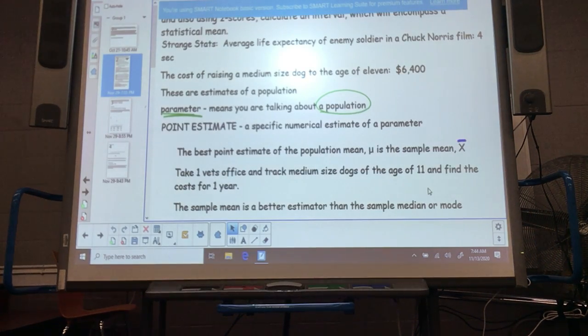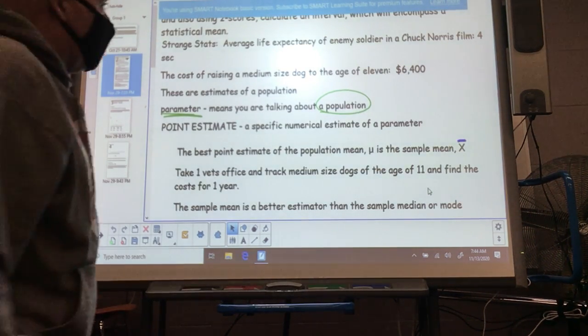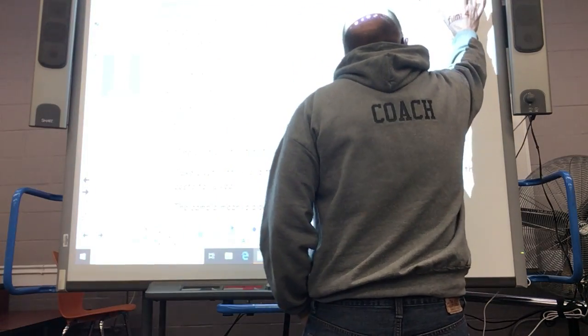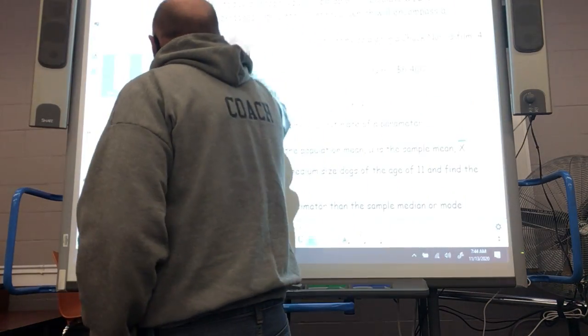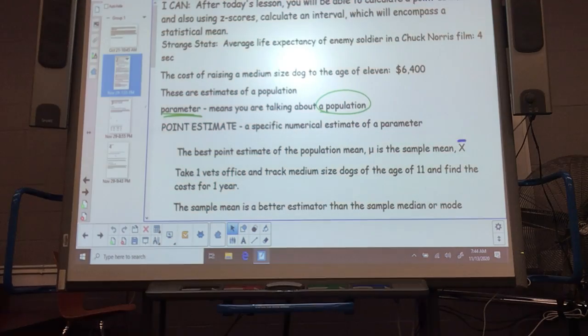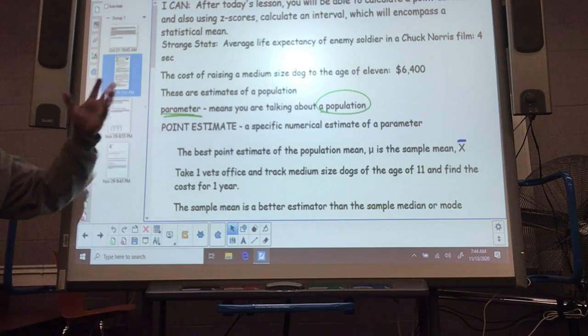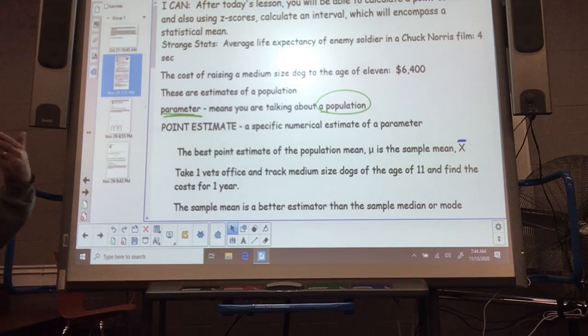When you're talking about parameters, once again, you talked about population. We're trying to estimate a population, just like the presidential elections, or any type of elections, they try to get a good guesstimate in regards to what they feel the population is going to give you in regards to voting. So that's a parameter we're trying to estimate.